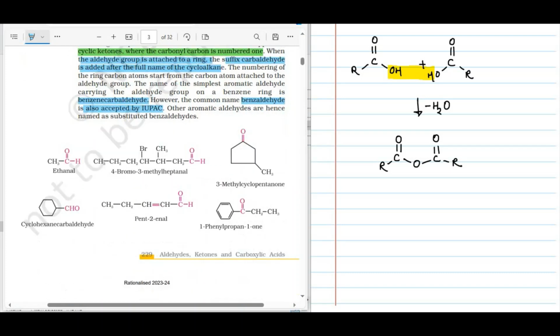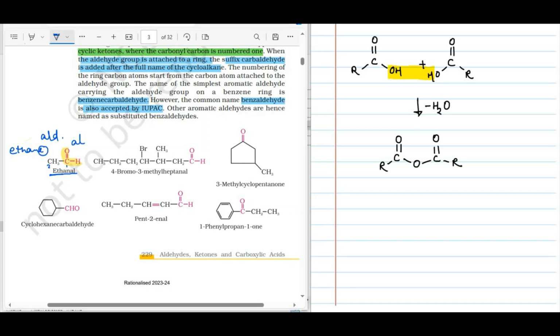So let's try to name the following compounds. In the first example, here C double bond O H is there, meaning it is an aldehyde. Now count the number of carbons present in this molecule, including the carbonyl carbon. So here this is 1 and this is 2. So there are 2 carbons present in this molecule, so the parent name will be ethane. This time you have to replace this E with al. So the name of this molecule will be ethanal.